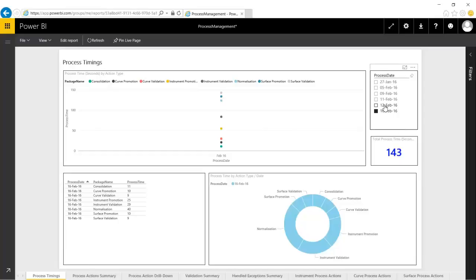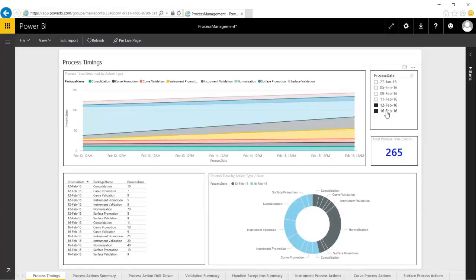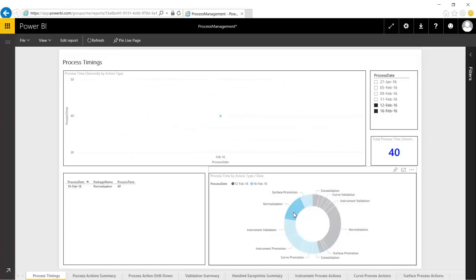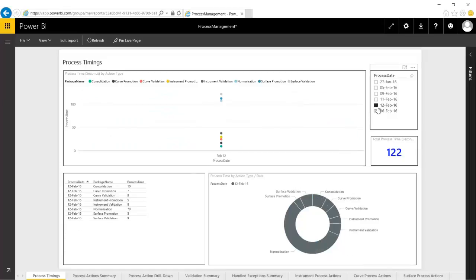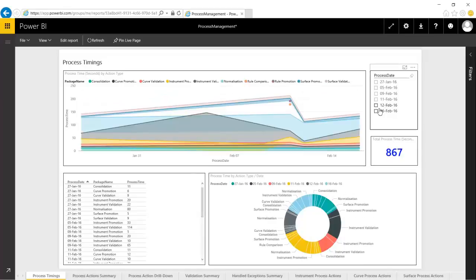If we click a second date, we can see for the 12th and the 16th how those times changed, and the donut chart at the bottom there we can use as a filter to see how long a particular process took on any particular day. And if we take all the filters off, then we can see how long it took over a range of days.